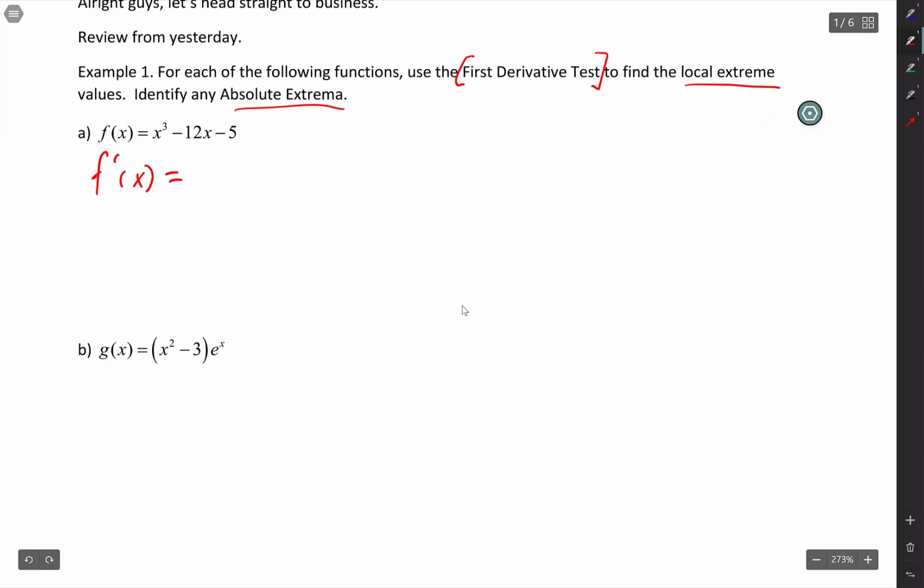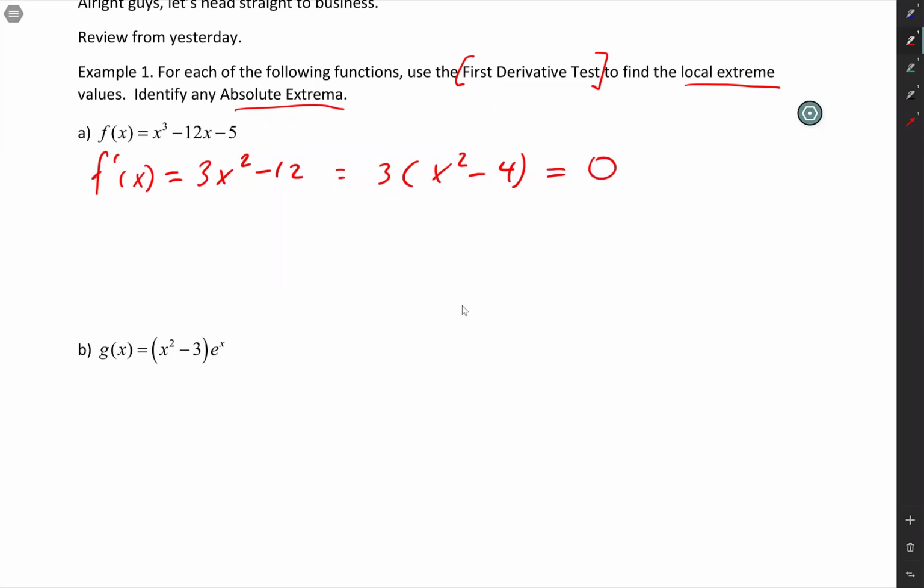Without graphing, take the derivative. The derivative of x cubed minus 12x minus 5 is just 3x squared minus 12. I'm going to factor out a 3. So you're going to have x squared minus 4. And I'm going to set that equal to 0 to get critical numbers. So notice that's the difference of squares. Hopefully I didn't mess up. x minus 2, x plus 2.